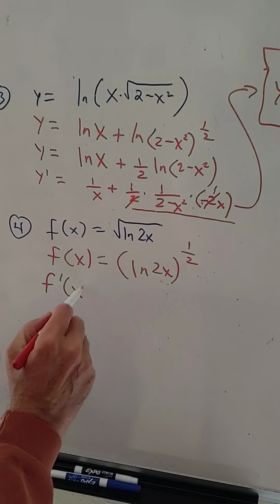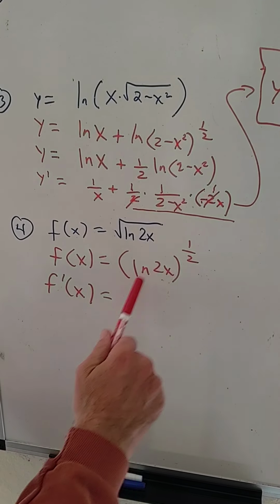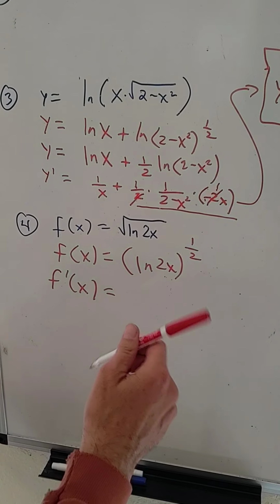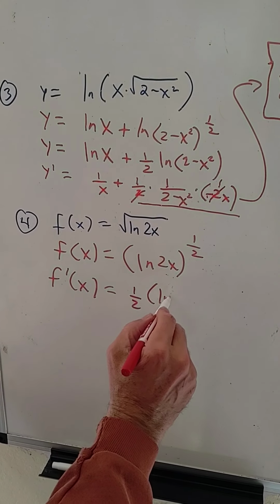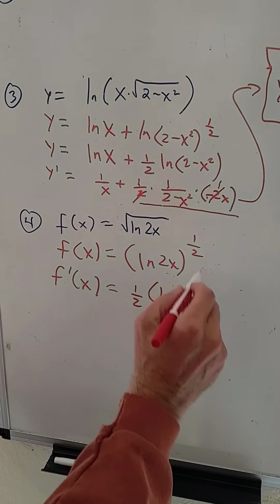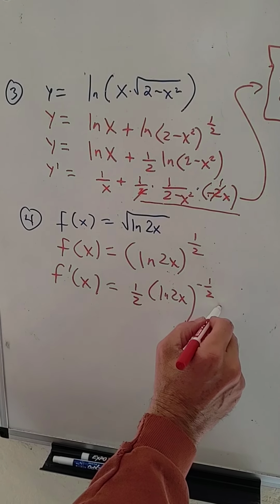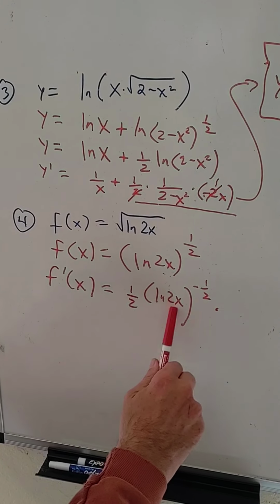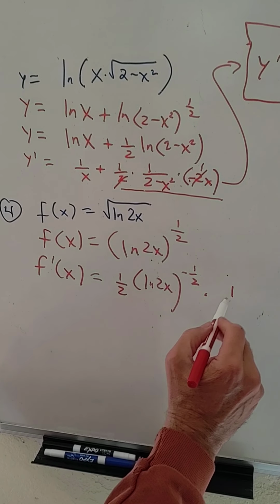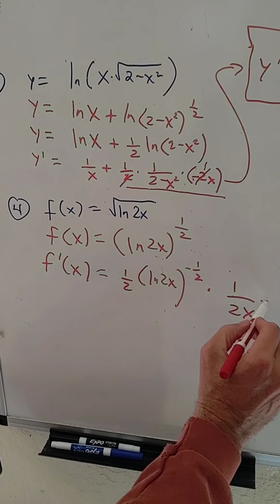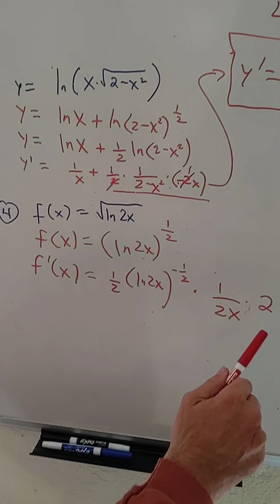F prime of x is equal to, so because this is a composition of two functions, we're going to have to use the chain rule. So the first part is to bring the power down, keep that ln of 2x, decrease the power by 1, 1/2 minus 1 is a negative 1/2, and then by the chain rule we go times, and now what's the derivative of the inside part? Well, the derivative of the natural log of an argument is 1 over the argument times the derivative of the argument. The derivative of 2x is the 2.